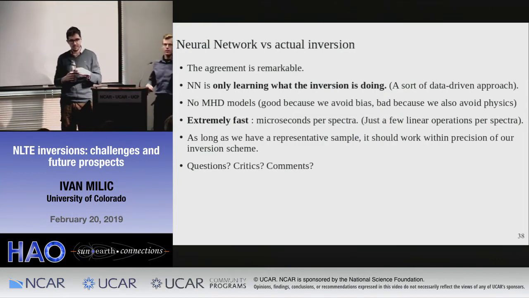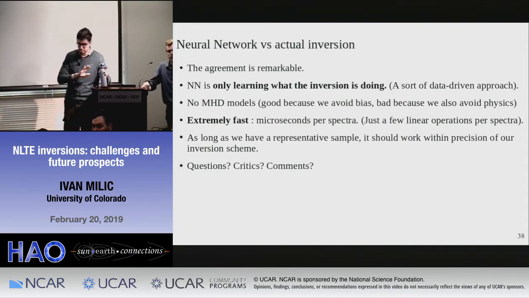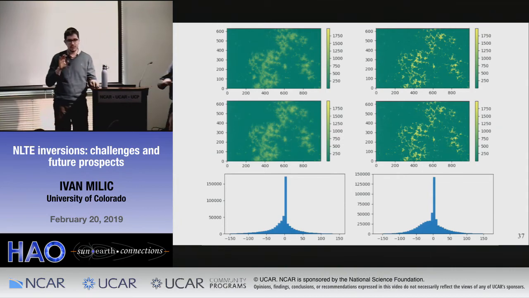Matthias? Just a question about the neural network. Did you train it to essentially do a pixel by pixel inversion, or did you train it in a way that it actually learns something about the neighborhood of pixels and takes that information into account? That's a great question. It's just pixel by pixel, but it still gives very smooth images.